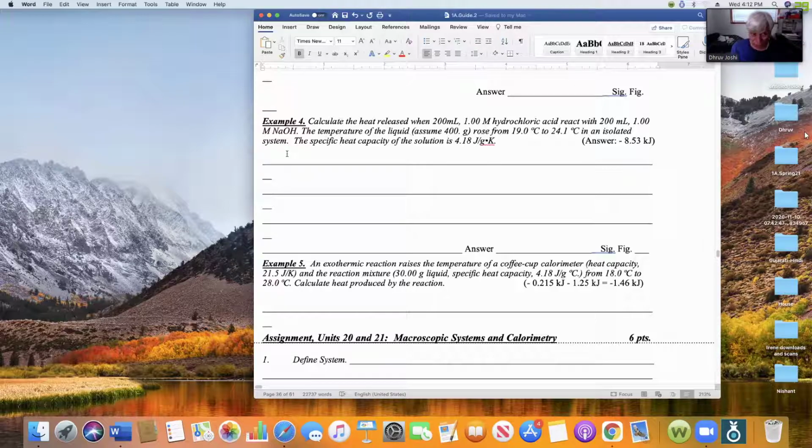Yeah, I understand that. Okay, the answer is given here. Calculate the heat released when 200 milliliter 1 molar hydrochloric acid reacts with 200 milliliter 1 molar NaOH. This is a neutralization reaction. It is an exothermic reaction. Energy will be released. And when energy comes out of the system, that is a negative sign to that energy. So negative Q is what we are talking about.